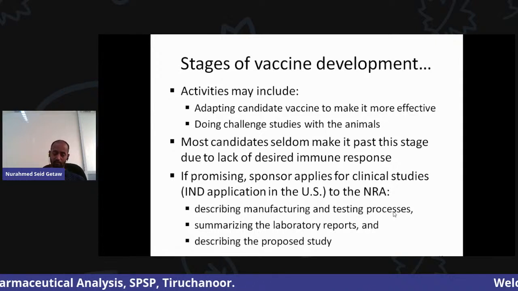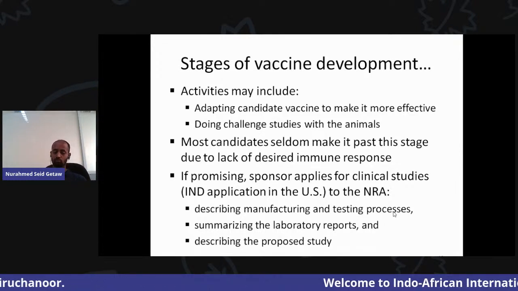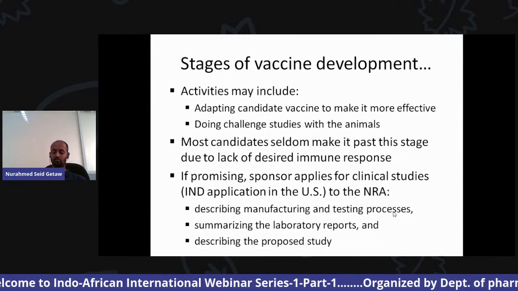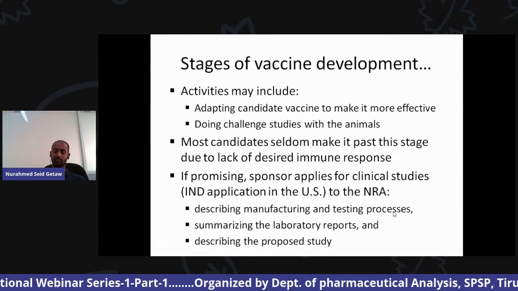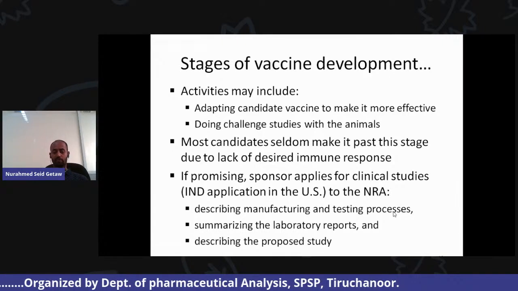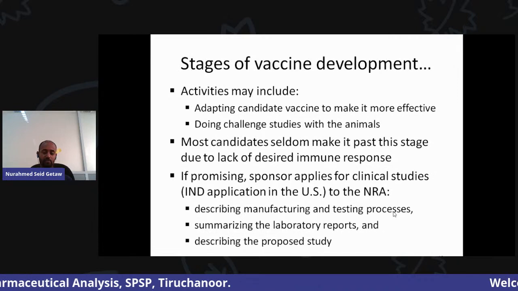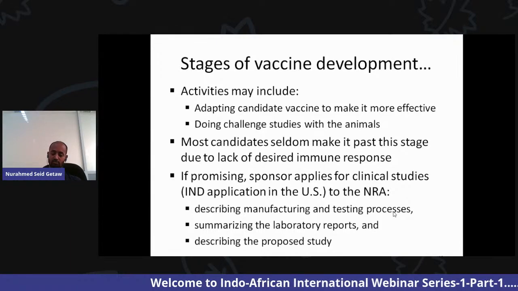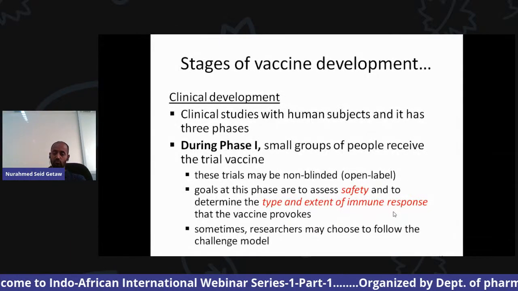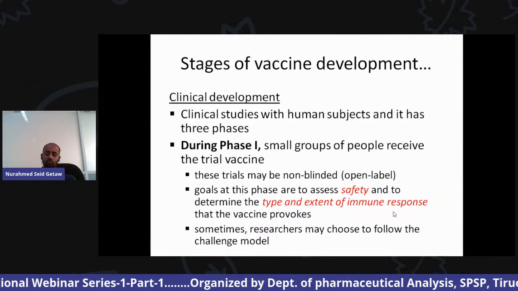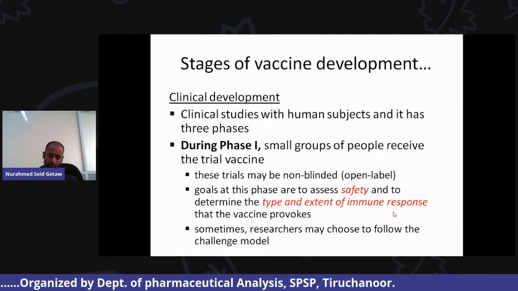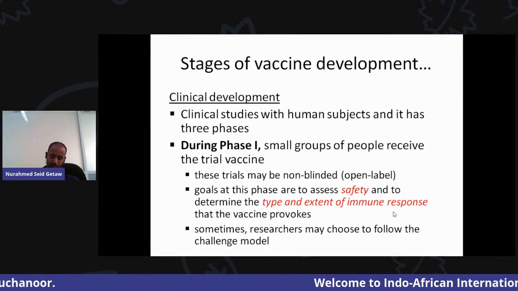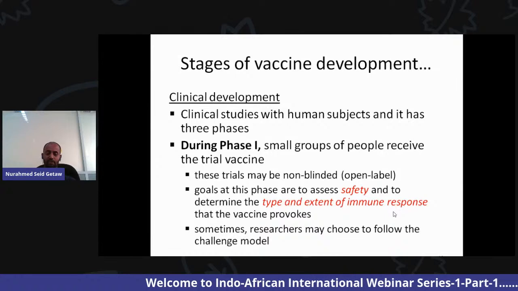So while submitting this IND application to the US FDA, they will have to include a description of the manufacturing and testing processes, just how it is going to be manufactured and tested, and everything will have to be documented and submitted to the FDA. And summarizing the laboratory reports, the reports that have been done so far on the products, will have to be summarized and delivered, describing the proposed study, or what and how exactly they are going to do regarding the clinical stage of development. So now coming to the clinical development, this is actual testing on humans, and it has 3 different phases and an optional 4th phase.